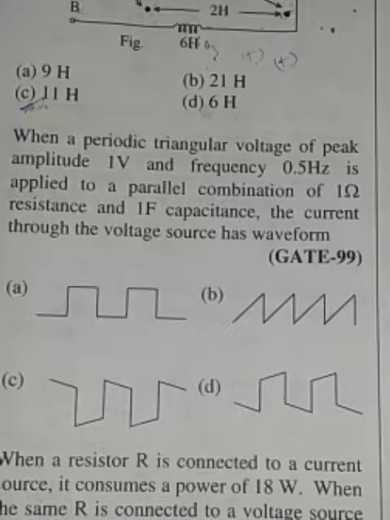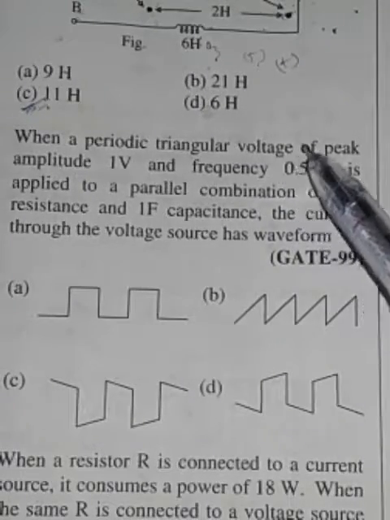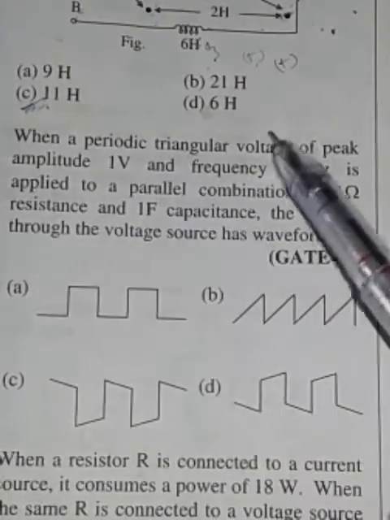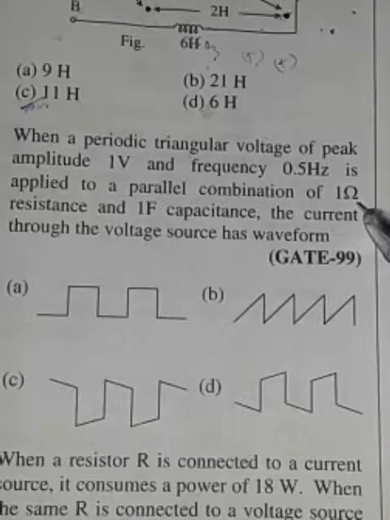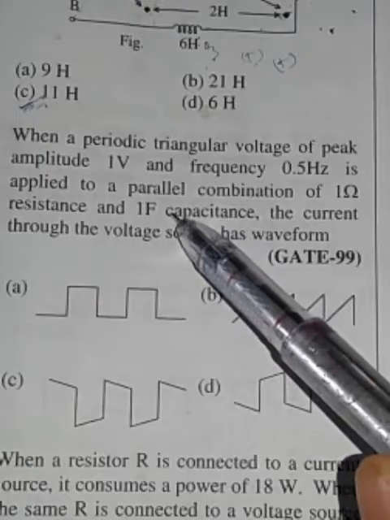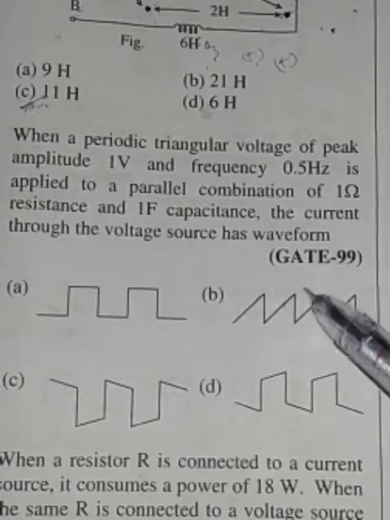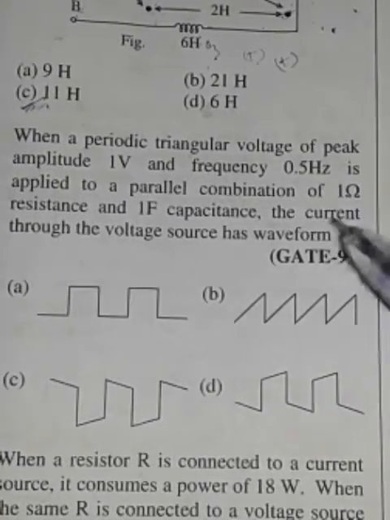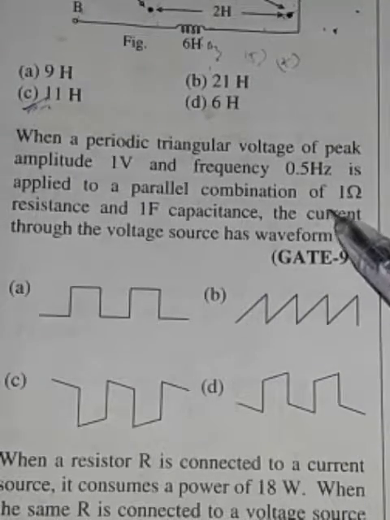Let's see the next question. In question number 30 they have given a triangular voltage of peak value 1 volt and its frequency is 0.5. This is the input voltage and it is connected in parallel with a resistance and a capacitor. Means a voltage source, a resistance and a capacitor, all three are connected in parallel. They are asking to find the current waveform that is flowing through the voltage source.